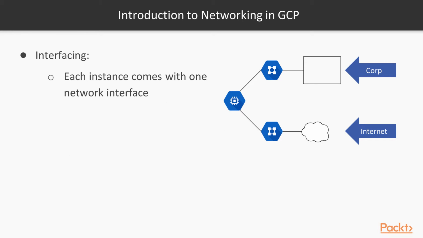Let's talk about interfacing. Each instance or virtual machine comes with one network interface by default. That's pretty obvious. Additional interfaces can be added, up to 8. Why would you need more than one interface? There are a lot of reasons.